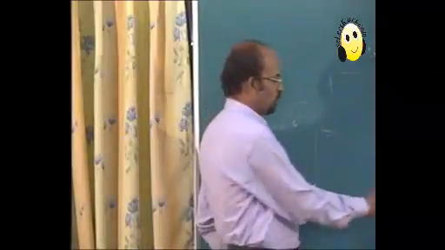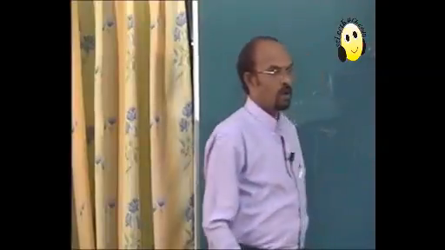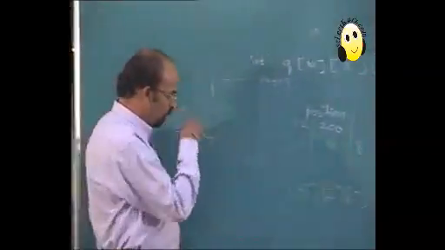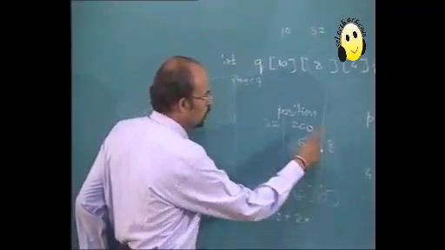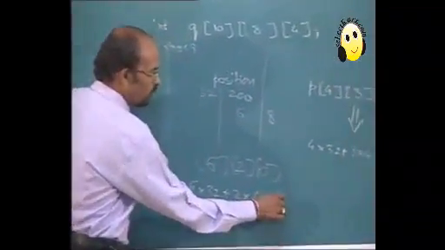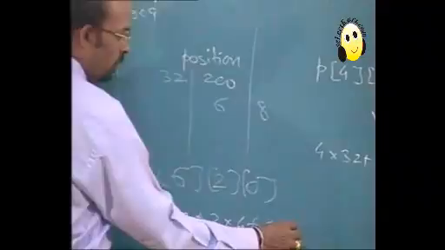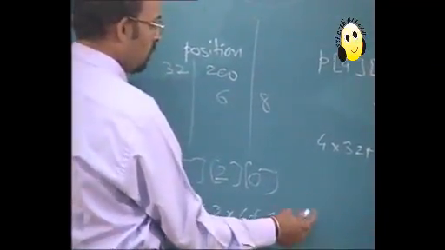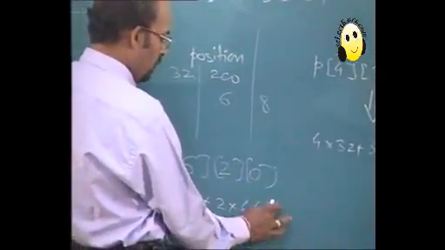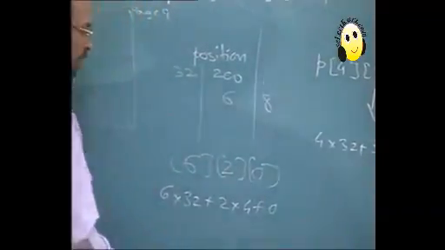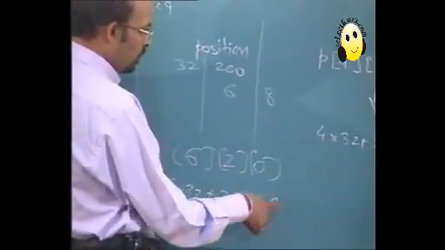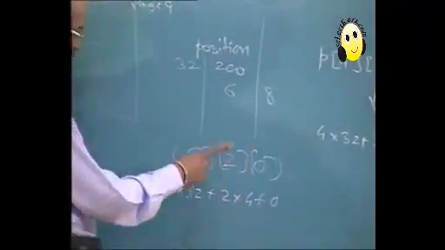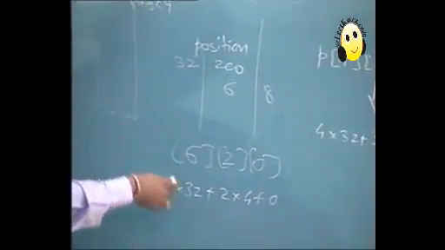Six, two, zero. It's not 620. It is 6 into 32 plus 2 into 4 plus 0. Is minus 1 needed or not? Here minus 1 is not required.